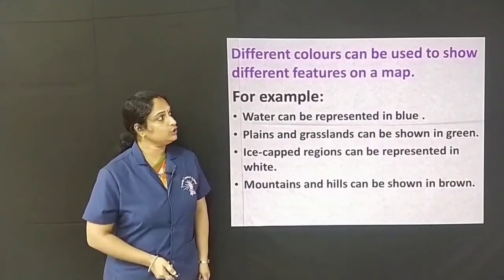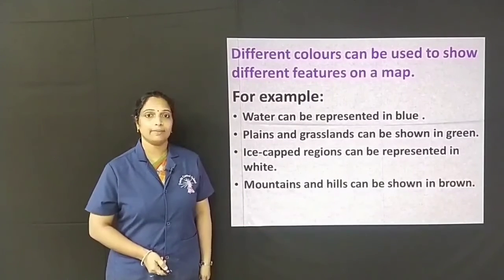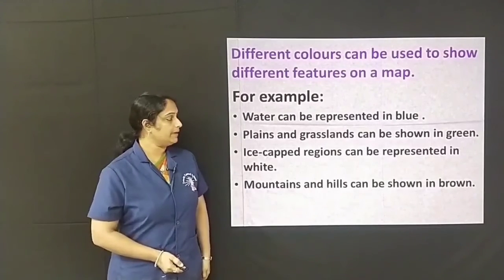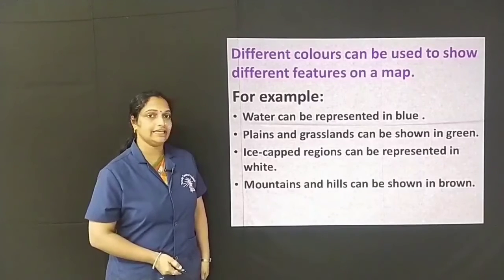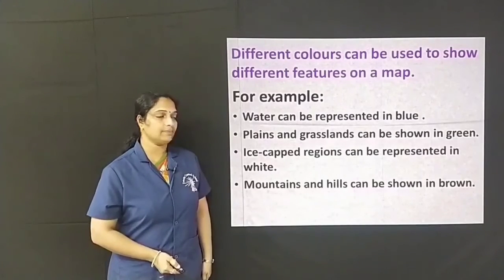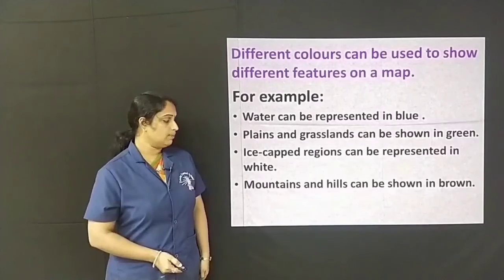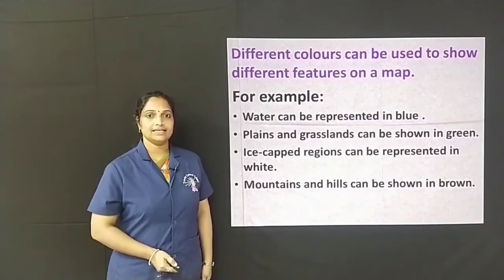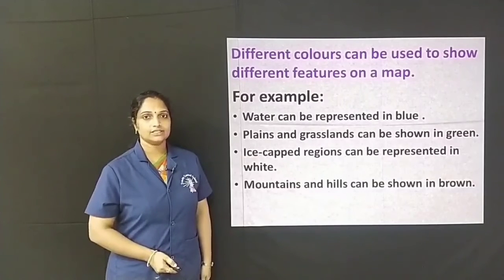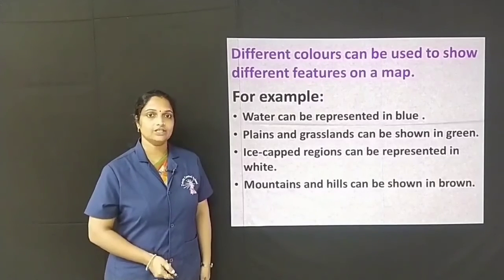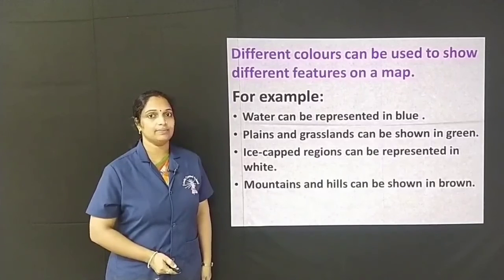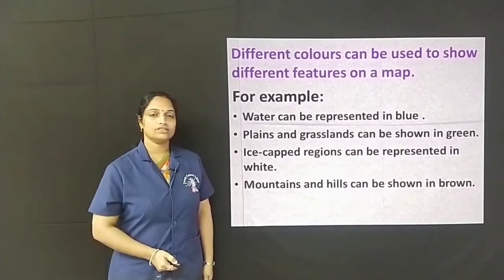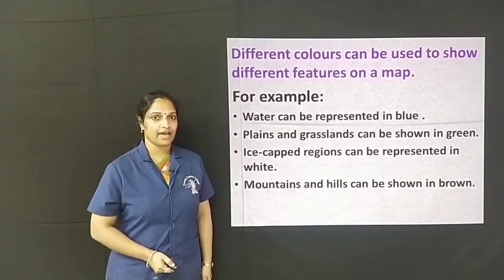Different colors can be used to show different features on a map. For example, water can be represented in blue, plains and grasslands can be shown in green, ice-capped regions can be represented in white, mountains and hills can be shown in brown. So we can see some symbols and signs with the colors. So it is very easy to identify these key symbols to learn the map easily. So this is about our types of maps.